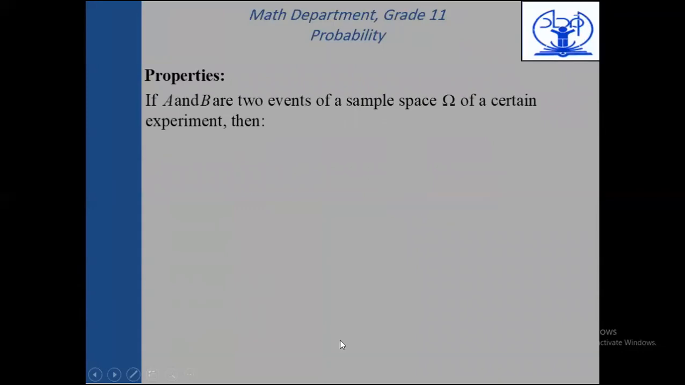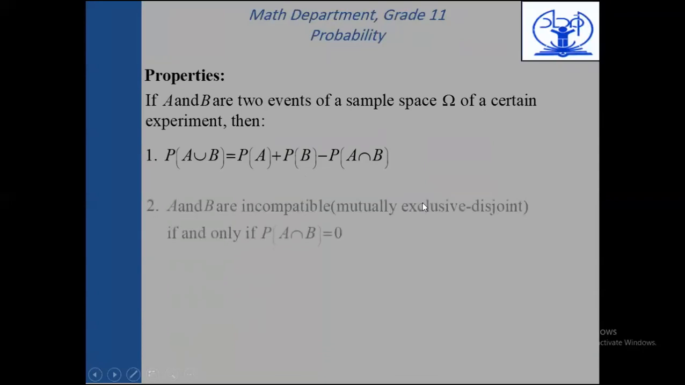Properties. In general, if A and B are two events of a sample space omega of a certain experiment, then these properties are always true. The probability of A union B is probability of A plus probability of B minus probability of the intersection. You need to know these formulas by heart.